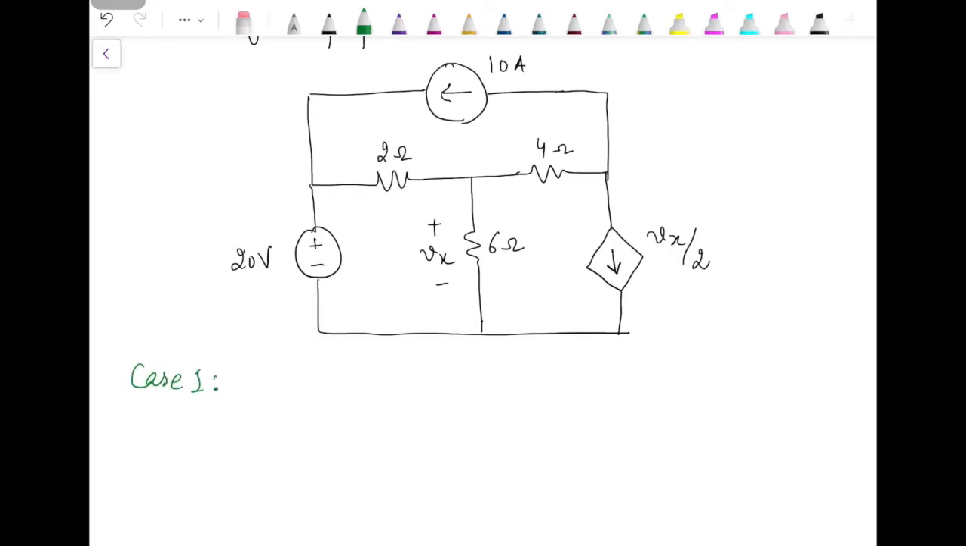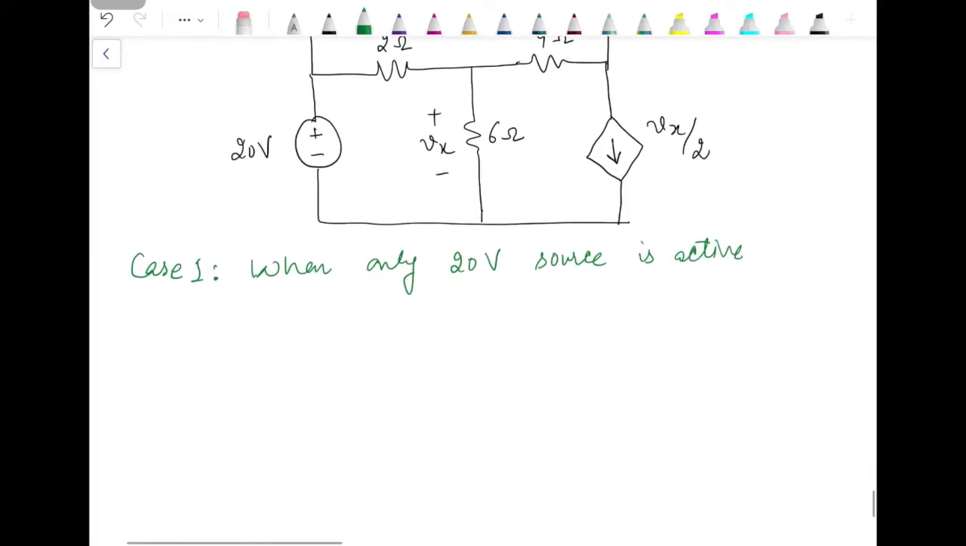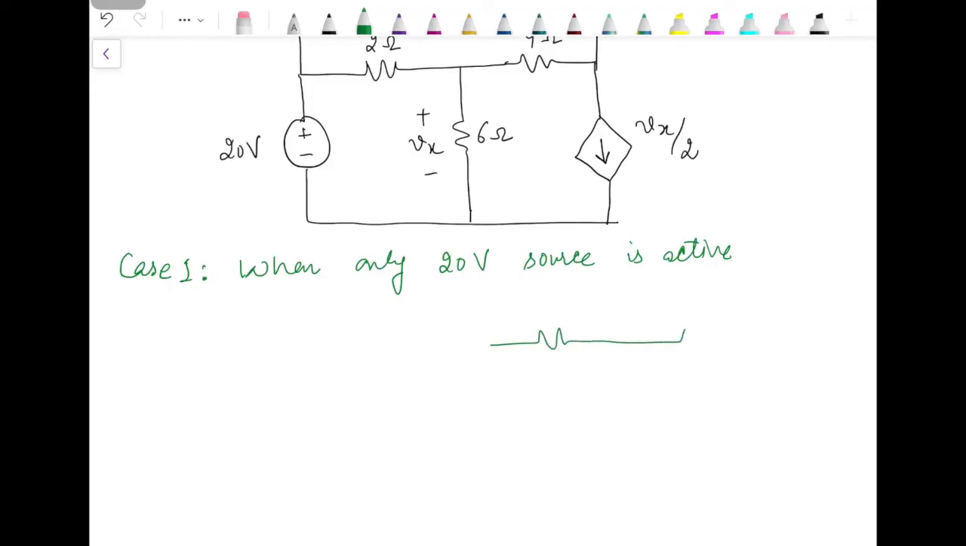Case 1, when only the 20-volt source is active. When only the 20-volt source is active, then the 10 ampere current source has to be replaced by an open circuit. So the remaining circuit is, we have a 20-volt source in series with a 2 ohm resistance.